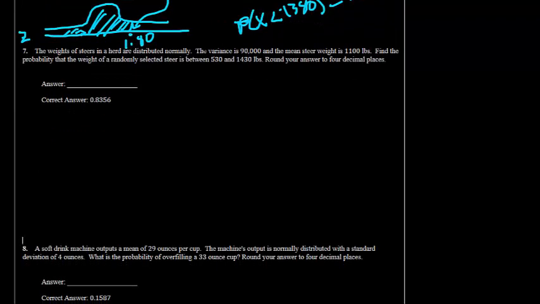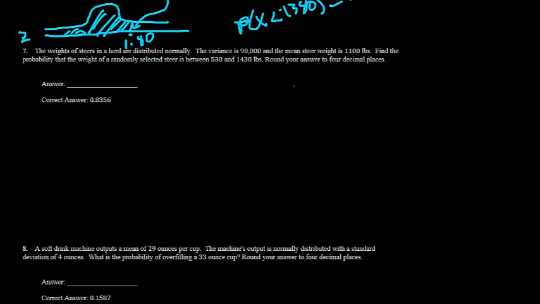Number 7, the weights of steers in a herd are distributed normally. The variance, again the variance, right? The variance is 90,000 and the mean steer weight is 1,100 pounds. Find the probability that the weight of the randomly selected steer is between 530 and 1430.